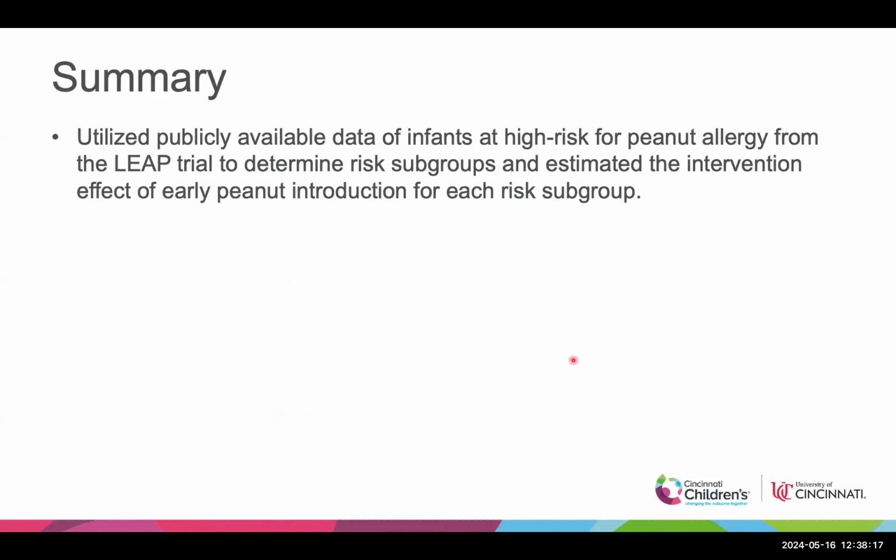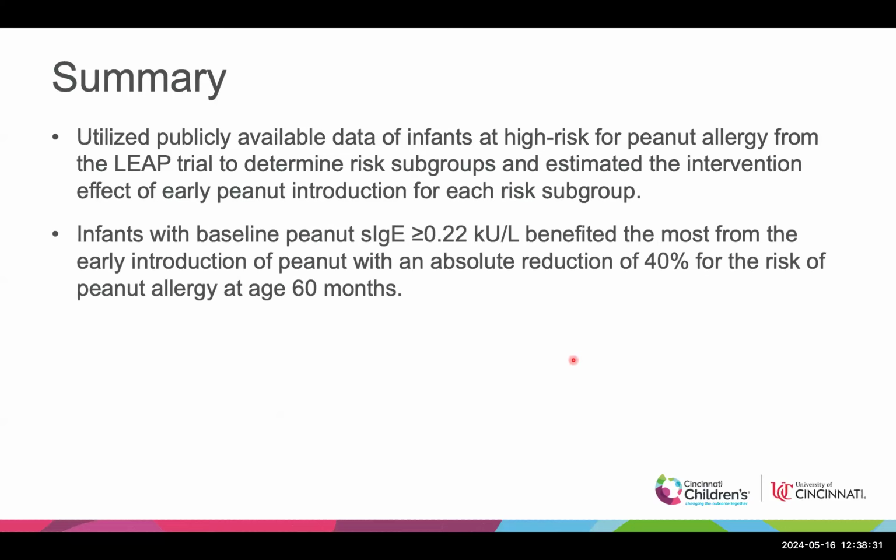To summarize this work for you, we utilized publicly available data of infants at high risk for peanut allergy from the LEAP trial to determine risk subgroups and estimate the intervention effect of early peanut introduction for each of these risk groups. We found that infants with a baseline peanut-specific IgE greater or equal to 0.22 benefited the most from the early introduction of peanut, with an absolute reduction of 40% for the risk of peanut allergy at 60 months of age. This is in line, as I mentioned before, with prior studies that found there are graded but significant benefits across different risk subgroups.